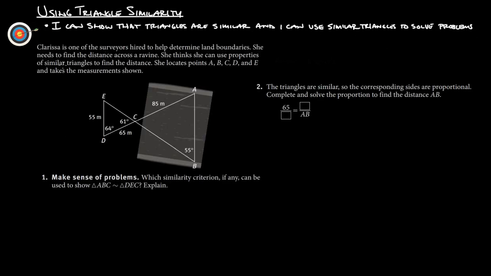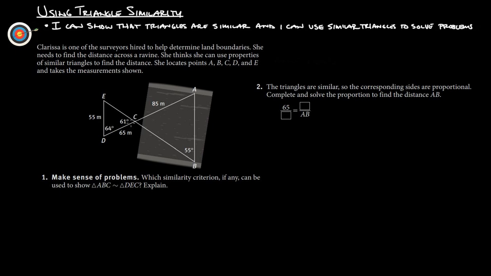So, first problem here. Clarissa is one of the surveyors hired to help determine land boundaries. She needs to find the distance across a ravine. Here's the ravine. She thinks that she can use properties of similar triangles to find the distance. She locates points A, B, C, D, and E and takes the measurements shown. Okay, so we've got all this info here. Which similarity criterion, if any, can be used to show that triangle ABC is similar to triangle DEC?